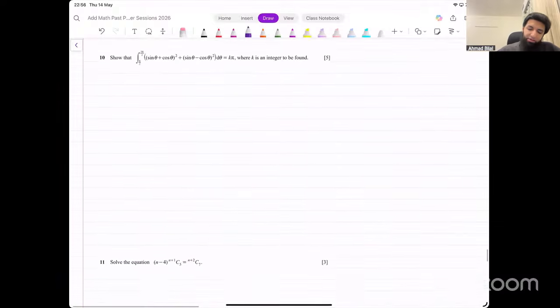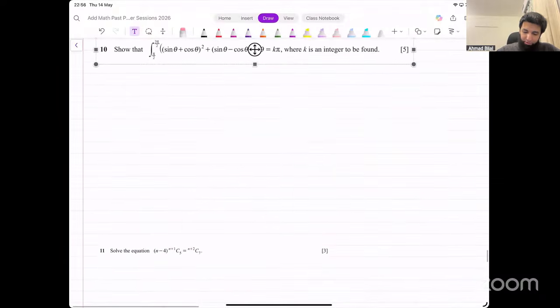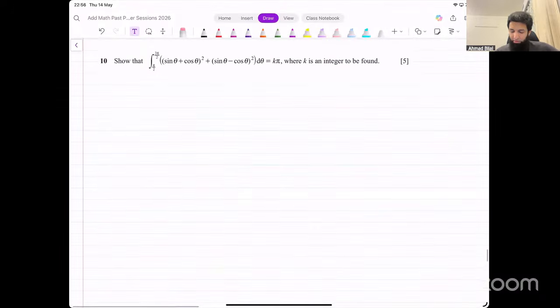All right, let's look at the next one. Question number 10 from this paper. Show that this integral is equal to k pi, where k is an integer to be found. Okay. How do we do this integration? It looks pretty complicated, right? Sin theta plus cos theta whole squared.